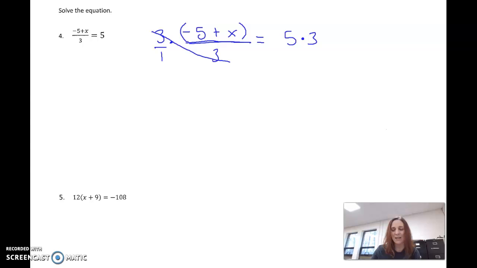Now, again, these 3's cancel out. If you have one on the top, one on the bottom, they cancel out. And I'm left with 1 on the bottom, right? These all work out to 1, so that doesn't mean anything. So now I have -5 plus x equals 15, because 3 times 5 is 15.